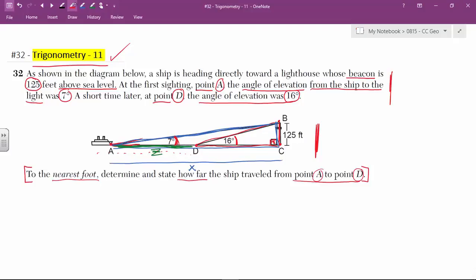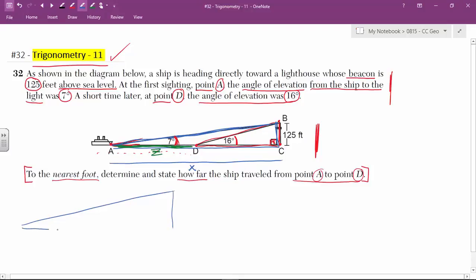The other thing I could do, and I guess I'll show you that. There's this big right triangle, and I'll label it. It's A, there's a D somewhere over here, and then it goes to C, and then it ends at B, right there. I know this is 125. I know this angle is 7, and I know this is a right angle.